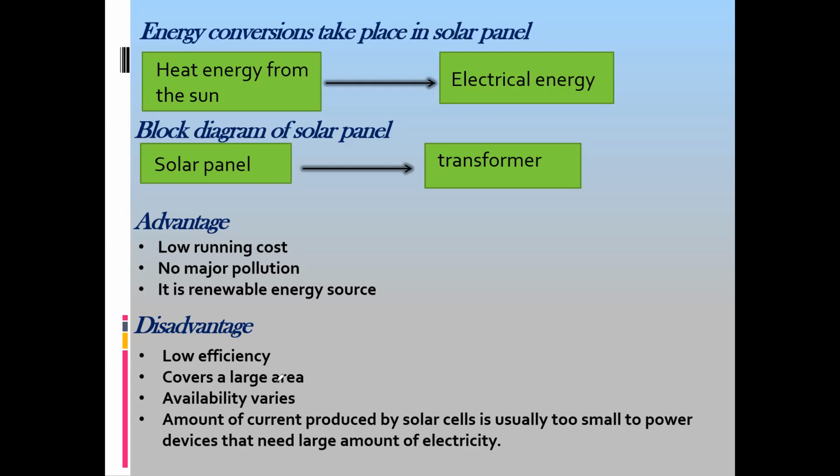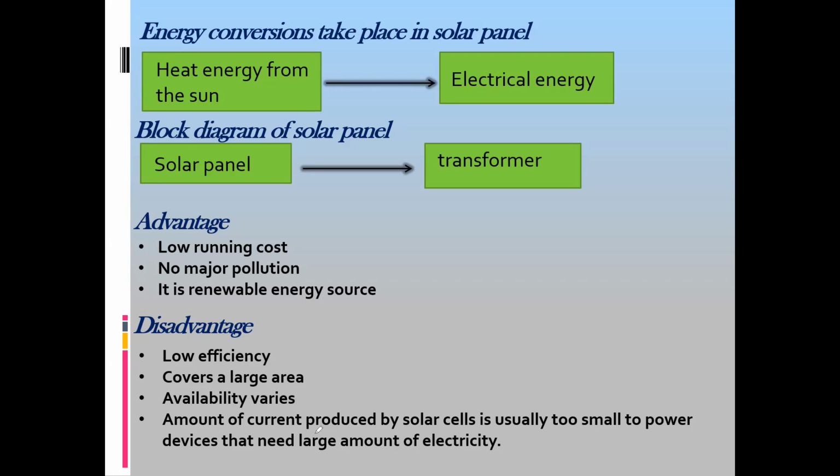Availability varies. What does it mean? Solar cells are not readily available in different regions of the country. Some countries are manufacturing them, so you can find solar cells easily. But in some countries which are not manufacturing them, the initial cost of solar cells is too much, or you don't find them very common. The amount of current produced by a solar cell is usually too small, so small devices work, but devices needing a large amount of electricity do not.